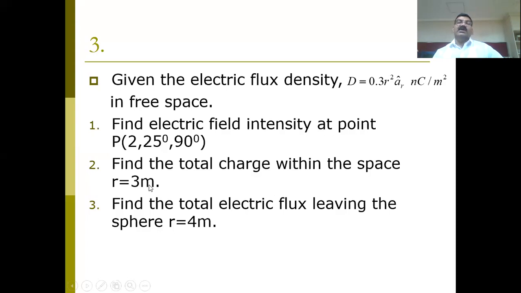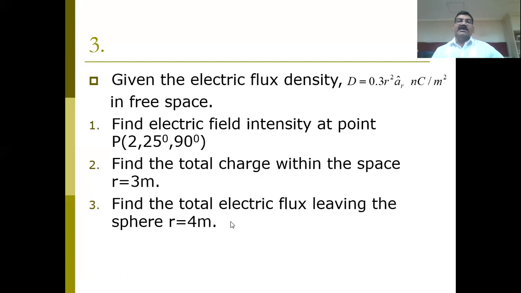R you can put 3, and the limit of theta is 0 to pi. Why? Again, you can refer to the previous video, why theta is 0 to pi. And for phi, the entire limit will be 0 to 2 pi. So that's why the limit will be 0 to 2 pi. Put this and you will get the answer for 2.